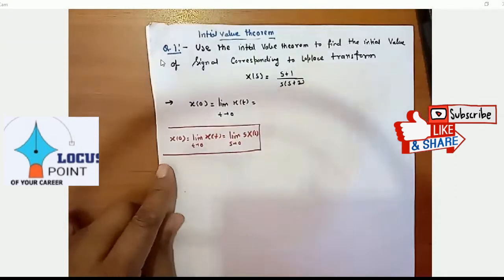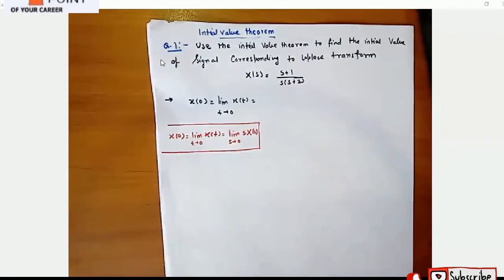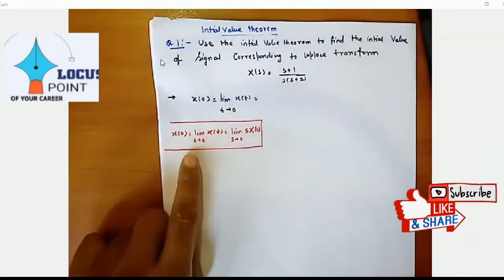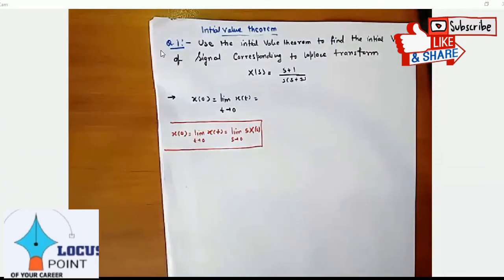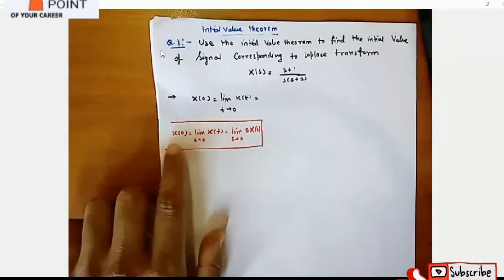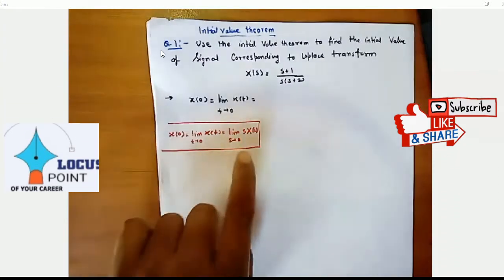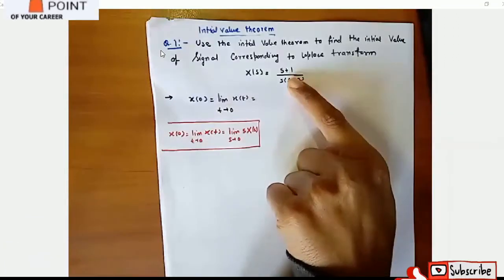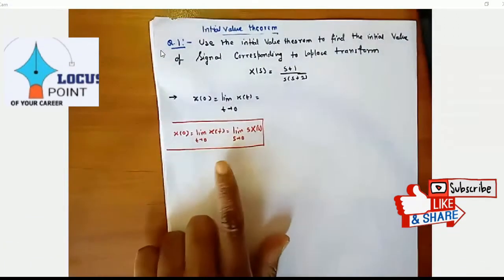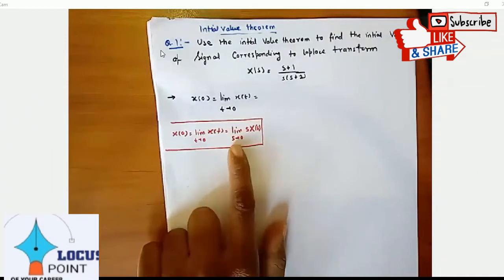0 of s x of s. That's it. So if you forget the initial value theorem, please remember this statement: initial value theorem means you are going to calculate the initial value, that is x of 0. And if you are given a Laplace transform of a signal, that means you will use this formula. In this formula, s equal to 0.